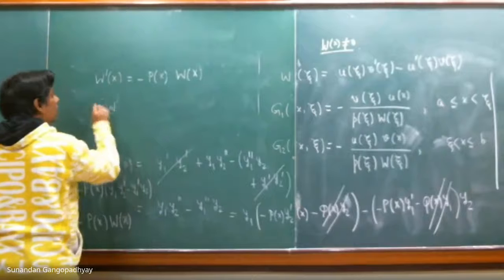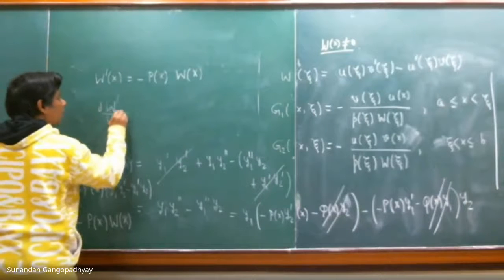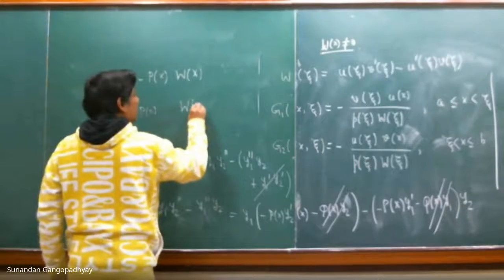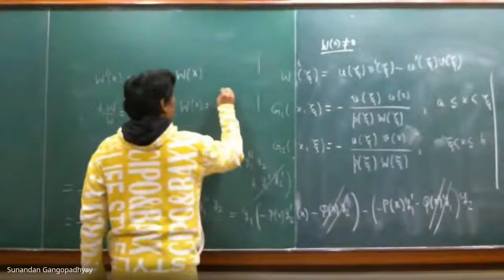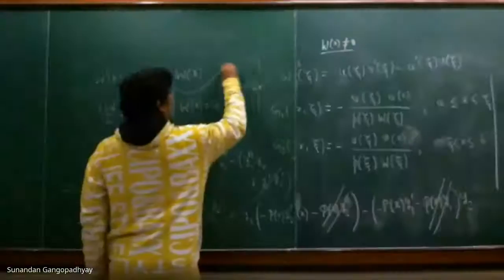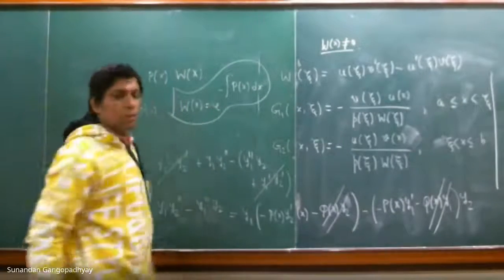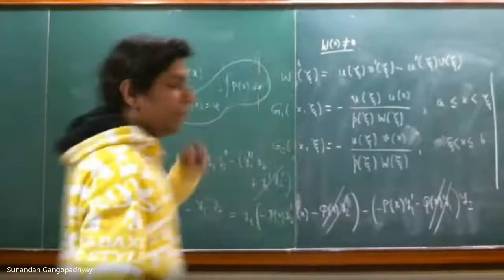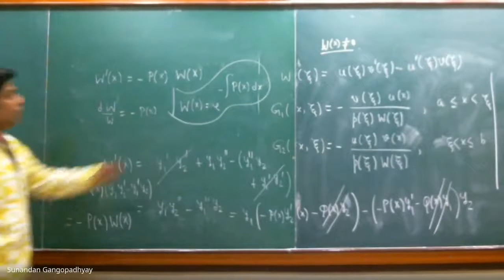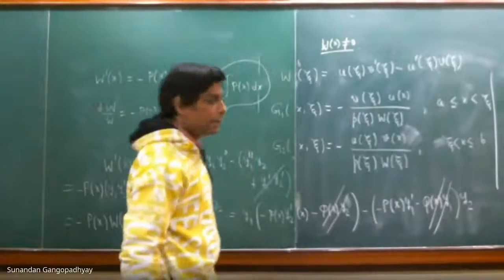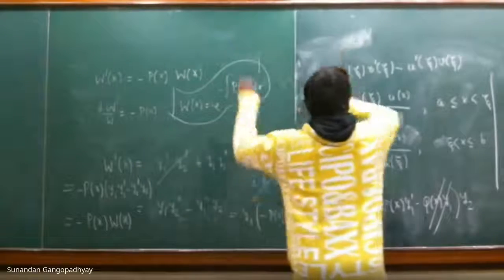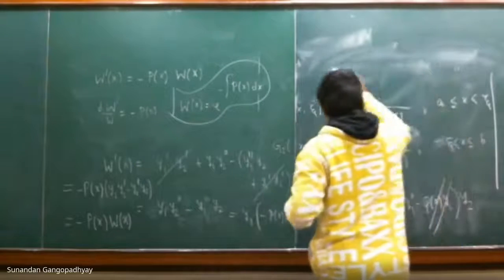Therefore dW by W is equal to minus p of x. If you integrate, this will give us W of x equal to e to the power of minus integral p of x dx. So this is the form of the Wronskian. So this is the digression that I wanted to do with you.